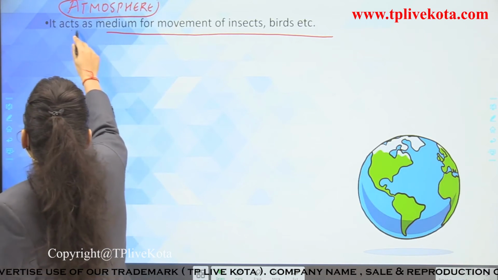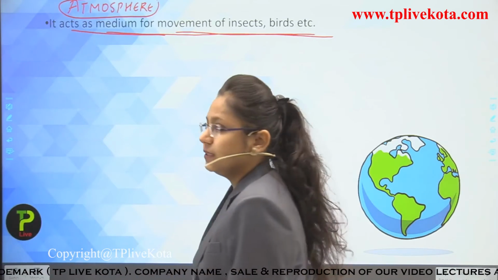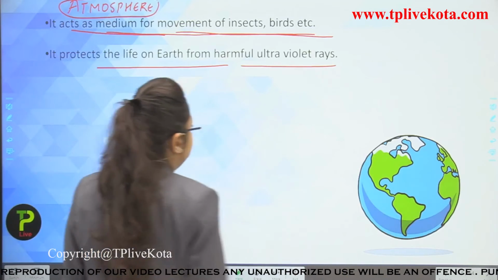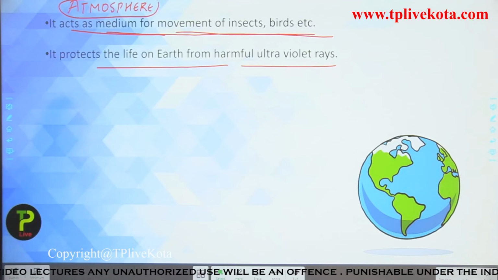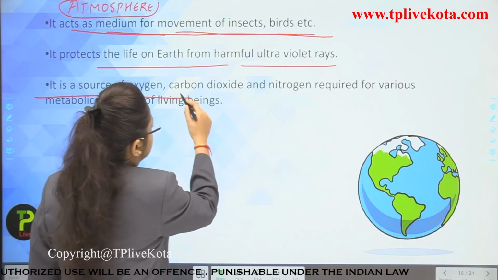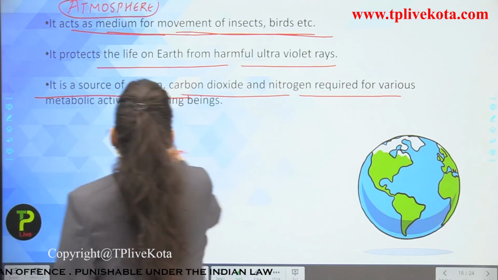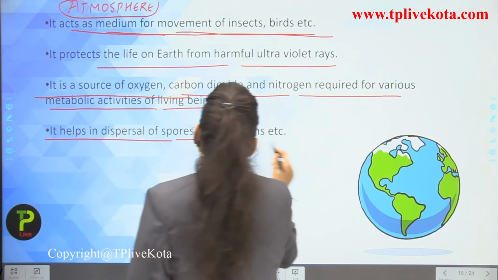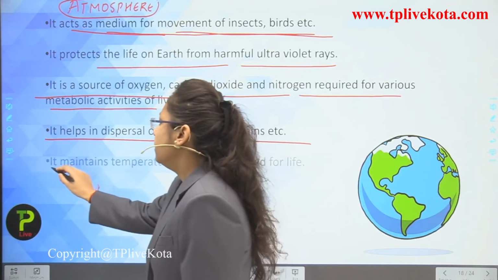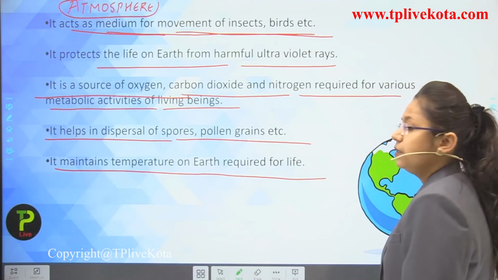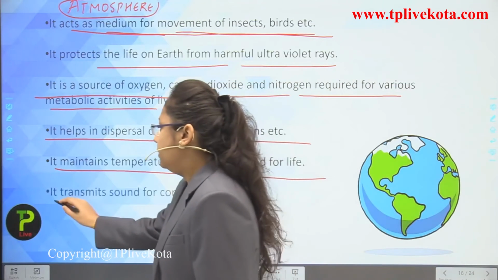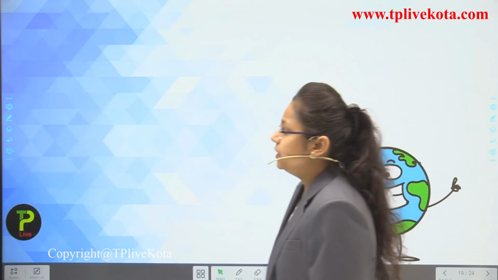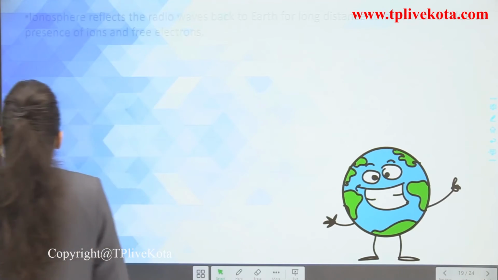So first, it acts as a medium for movement of insects and birds. Second, it protects the life on the earth from harmful ultraviolet radiation coming onto the earth's surface. Next, it is a source of oxygen, carbon dioxide, and nitrogen required for various metabolic activities of living beings. Next, it helps in dispersal of spores and pollen grains. Next, it maintains the temperature on the earth required for life, and then it transmits sounds for communication. Okay students, so these are basic important points related to the atmosphere.